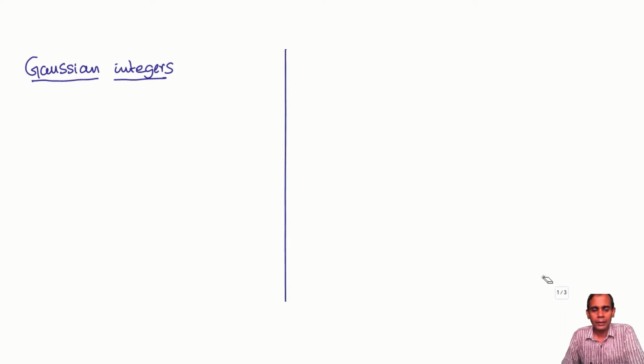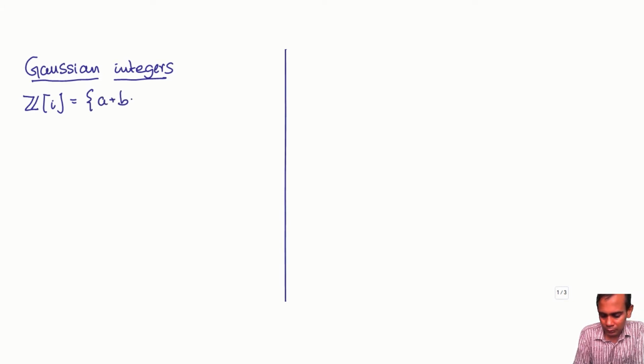In this lecture, I'm going to explain to you why Gaussian integers form a Euclidean domain. Recall that the ring of Gaussian integers, denoted by Z[i], is the set of all complex numbers of the form a plus bi, where a and b are integers. Addition and multiplication in Gaussian integers are inherited from addition and multiplication in complex numbers.